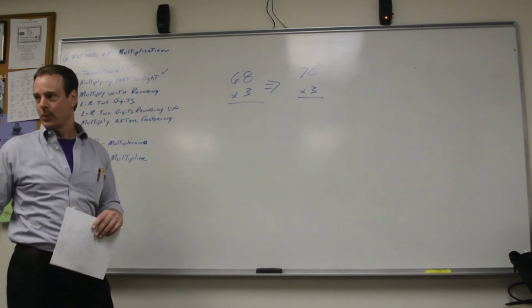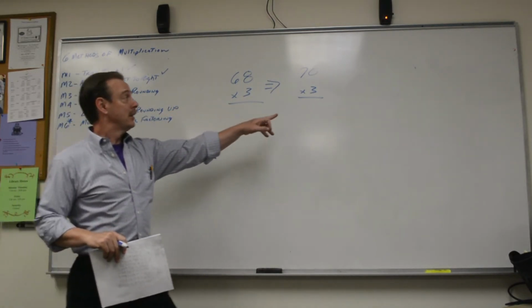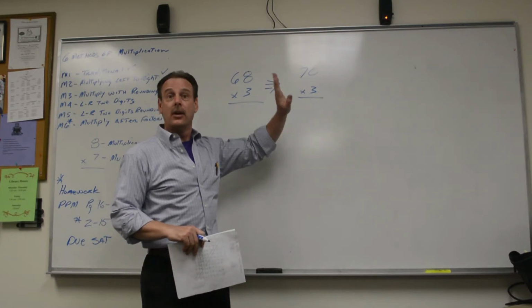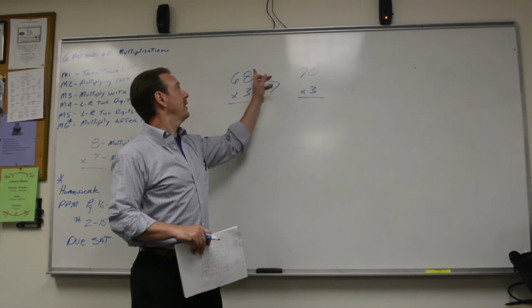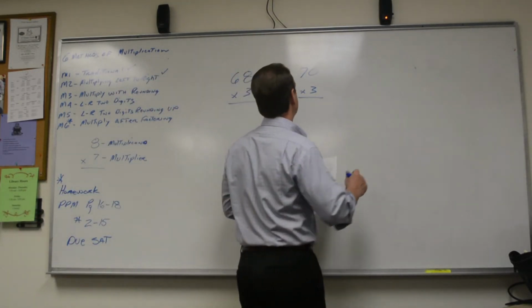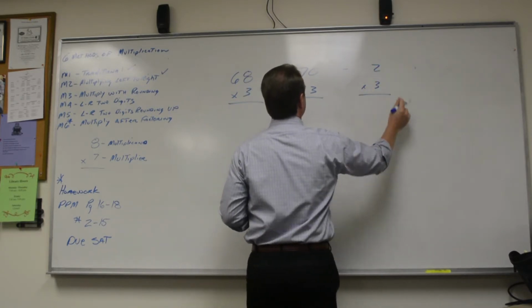Oh, you rounded. 70's easier, right? Because it's 3 times 7 and just add a 0, right? All right, but that's not exactly 68. What do we have to do to 70 to get it to 68? Subtract 2. So when you get the answer, let's go like this: subtract 2 and multiply by 3.